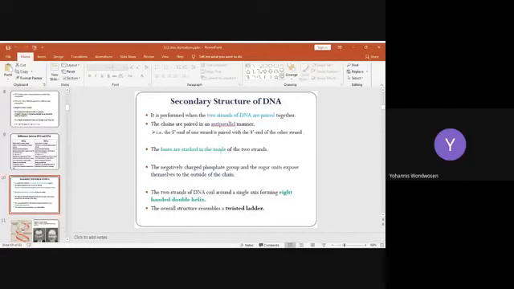When you see the secondary structure of the DNA, it is formed when two strands of DNA are paired together. That means DNA naturally is a double-stranded molecule. The two strands are joining up together and they form the helix. So the chains are paired in an anti-parallel manner. That means if one of the chains has a 5' to 3' direction, the other chain has a 3' to 5' direction.